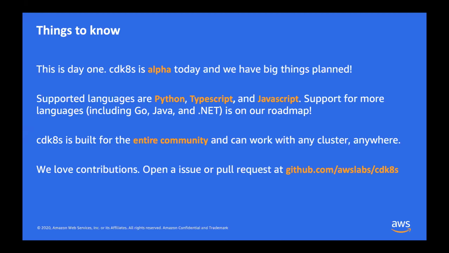Like Elad said, today we're supporting Python, TypeScript, and JavaScript. We will be adding support for more languages, including Go, Java, and .NET. These are on our roadmap. We'd love to support more. There's some questions about what are the most popular languages? Again, very early days for us to know that. I think that's where we're looking to all of you, and we're looking to the larger Kubernetes community to tell us, what do you want to see? What makes sense for you? What are you writing in?